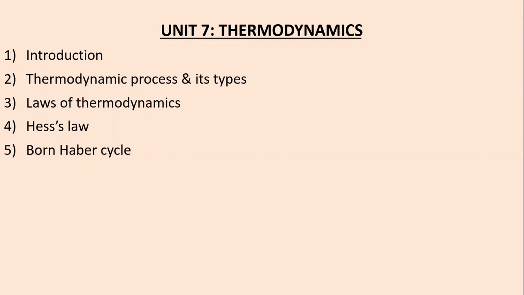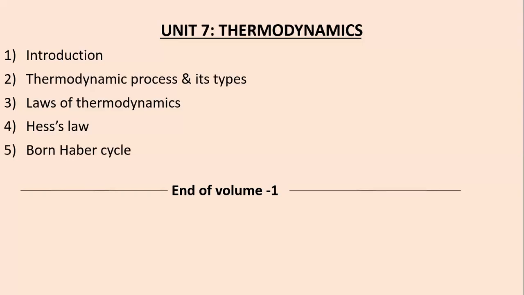Next comes laws of thermodynamics. There are 4 laws of thermodynamics that also will come under this unit. Next will be Hess's law, Born-Haber cycle. So by this your volume 1 will end. Okay, so totally in volume 1 there are 7 units, and now we have discussed all the subtopics present in each and every unit.